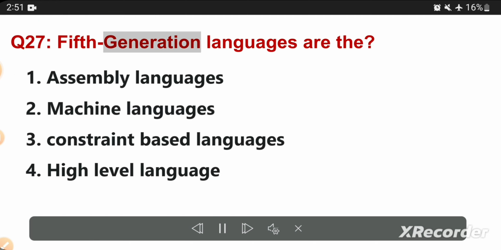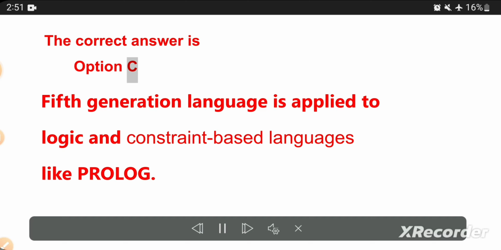Q27. Fifth generation languages are the assembly languages, machine languages, constraint based languages, high level language. The correct answer is option C. Fifth generation language is applied to logic and constraint based languages, like Prolog.